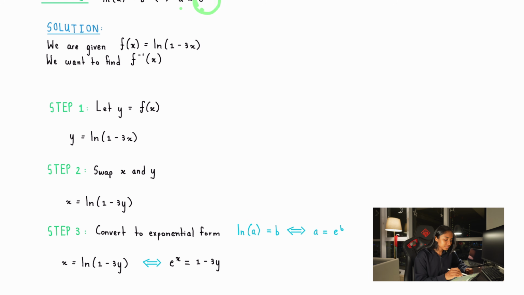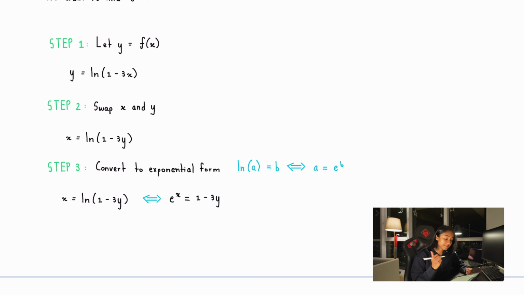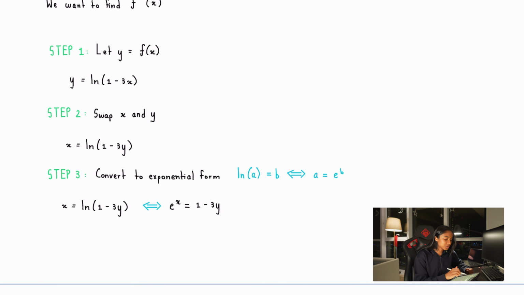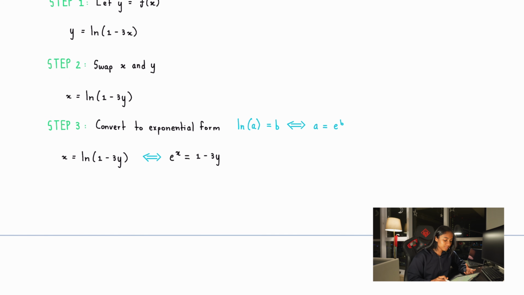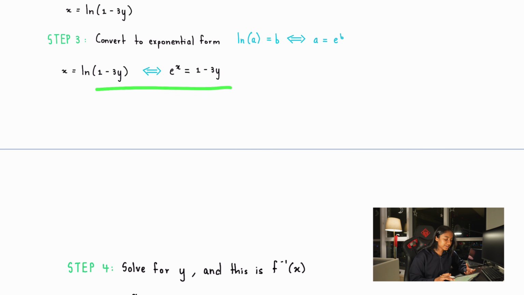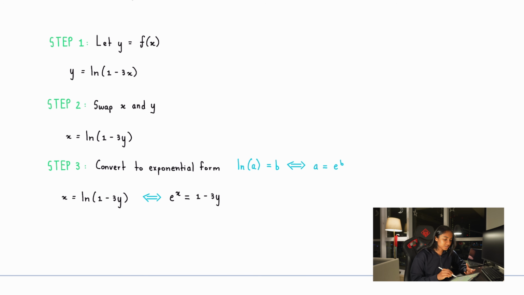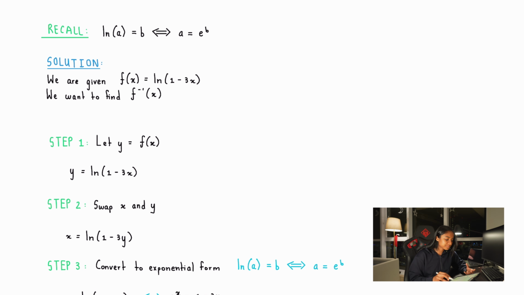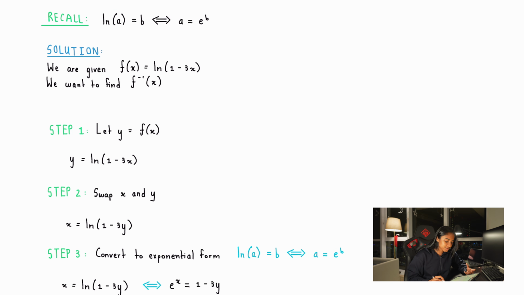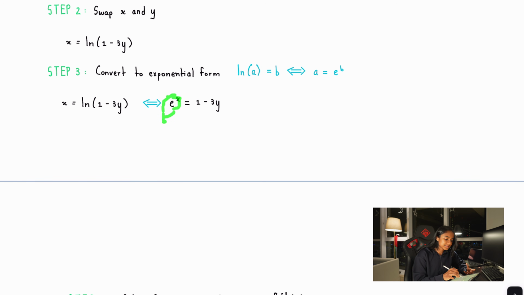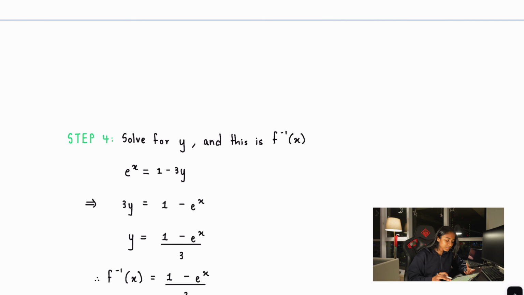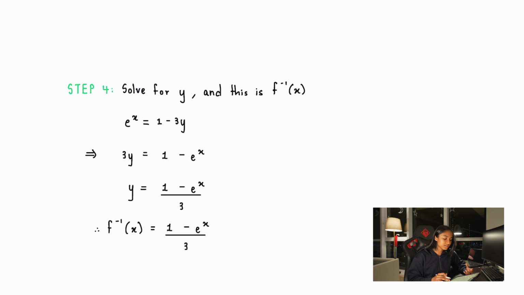So we are given f of x is equal to ln(1 minus 3x), right? So let's begin. First step, let y equal f of x. So y is equal to ln(1 minus 3x). When we switch x and y and convert to the exponential form, all we have to do is solve for y. So again, we convert to the exponential form, this is the relationship between them. We get e to the x is equal to 1 minus 3y. Then all we have to do is solve for y, and this is our inverse.